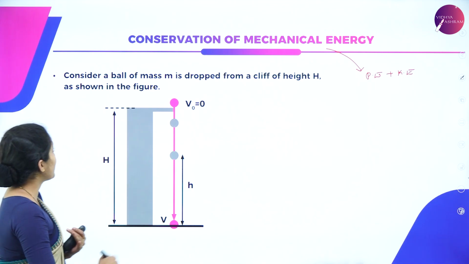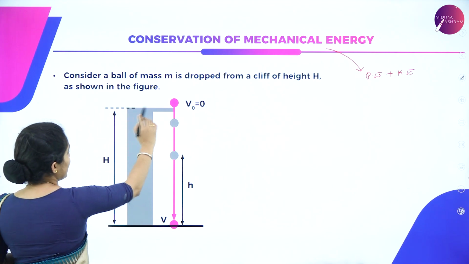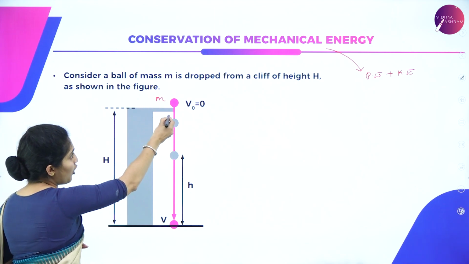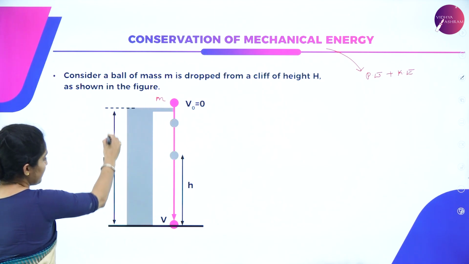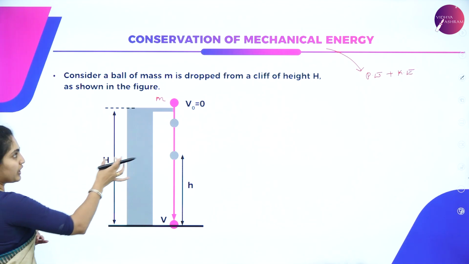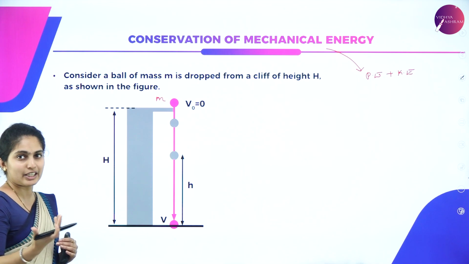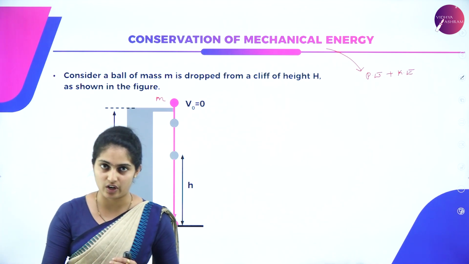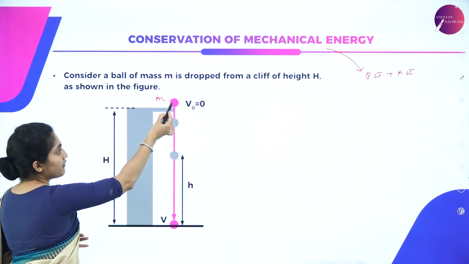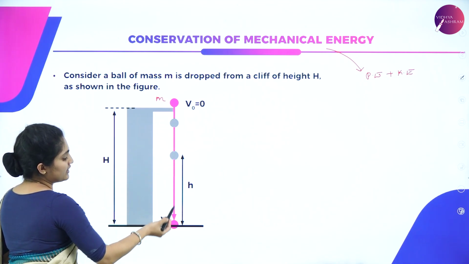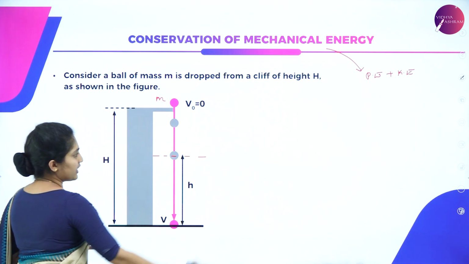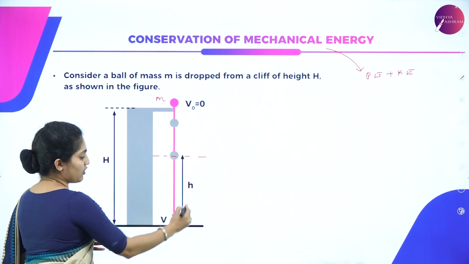Is it clear? Now consider a ball of mass m. Suppose this pink ball of mass m is dropped from a cliff, and the cliff height is given here as capital letter H, as shown in the figure. We have V0, which is equal to u, the initial velocity. The initial velocity of the ball is said to be 0. Now when it drops, what happens at each stage? We'll have to calculate one value at this stage. Initially it comes and falls down here.